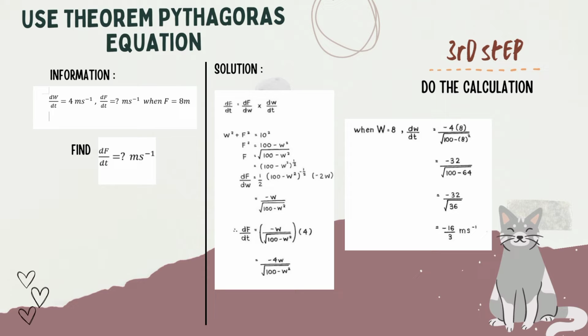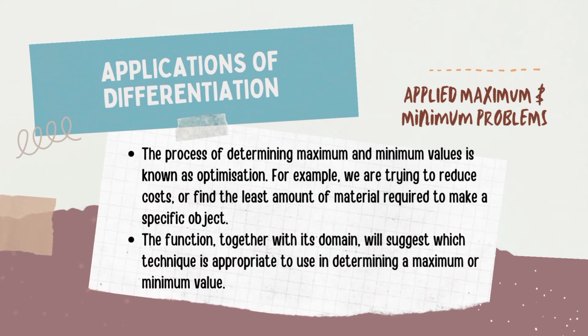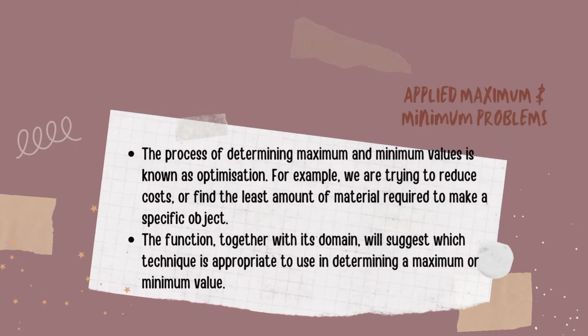And that's it for the problem solution 1. Next, we move on to another application of differentiation, which is applied maximum and minimum problems. The process of determining maximum and minimum values is known as optimization. For example, we are trying to reduce costs or find the least amount of material required to make a specific object. The function, together with its domain, will suggest which technique is appropriate to use in determining a maximum or minimum value.